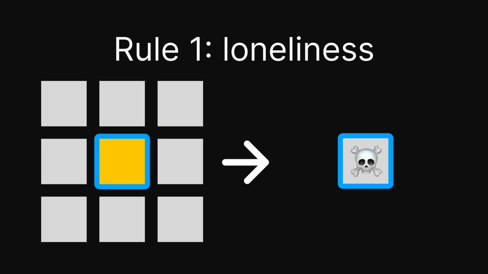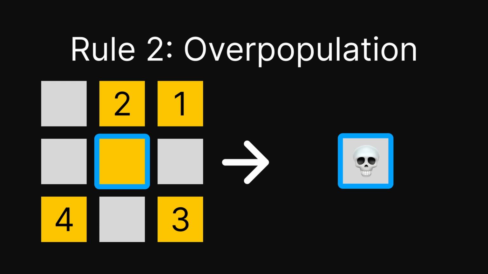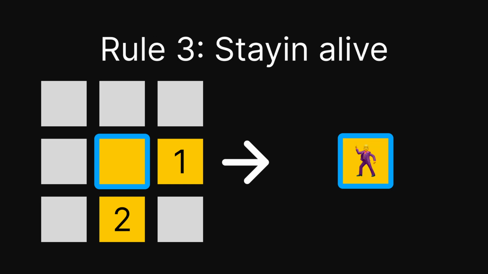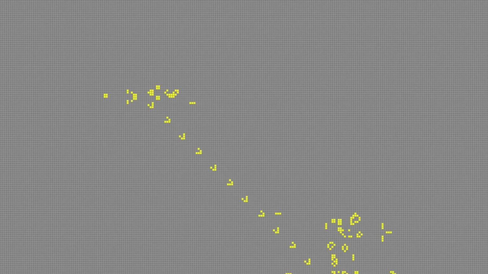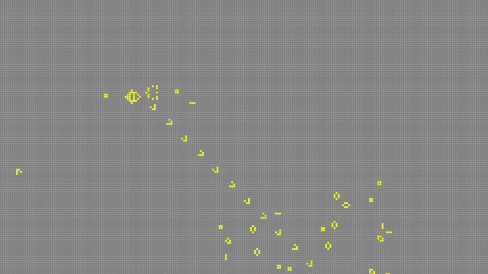Rule 1, loneliness. If you have less than two neighbors, you're gonna die of loneliness. Rule 2, overpopulation. If you have more than three neighbors, the cell will die from overpopulation. Rule 3, if you have exactly two neighbors, you're gonna stay alive to the next generation. And rule 4, if you have exactly three neighbors and you are dead, you're gonna become alive in the next generation. And this is actually enough to result in infinite complexity.